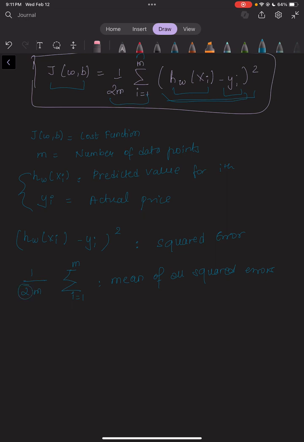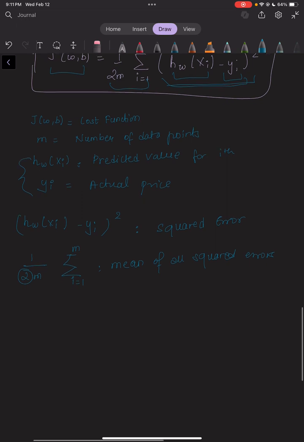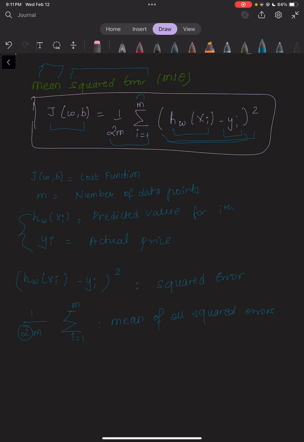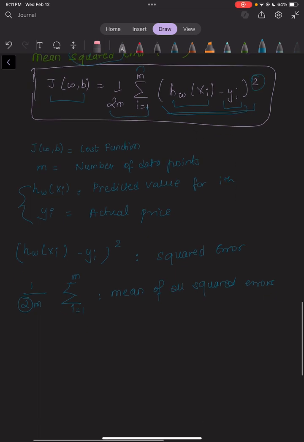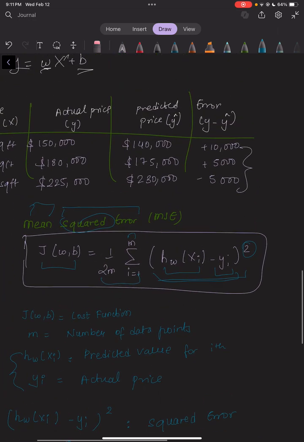So you might be wondering, why are we squaring the errors? Why are we not just adding them up, right? Why is it mean squared error? Why is there a square instead of just simply adding up all these values, right?